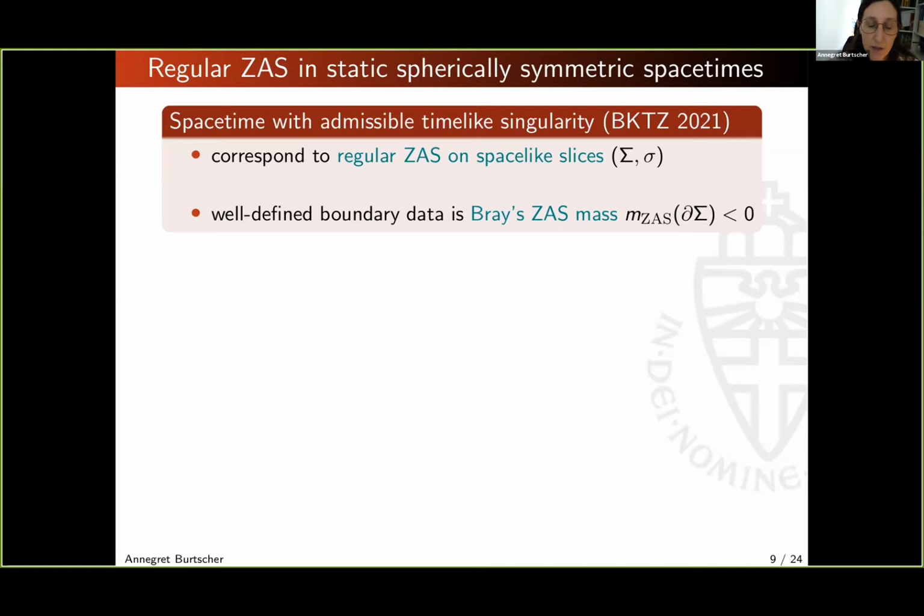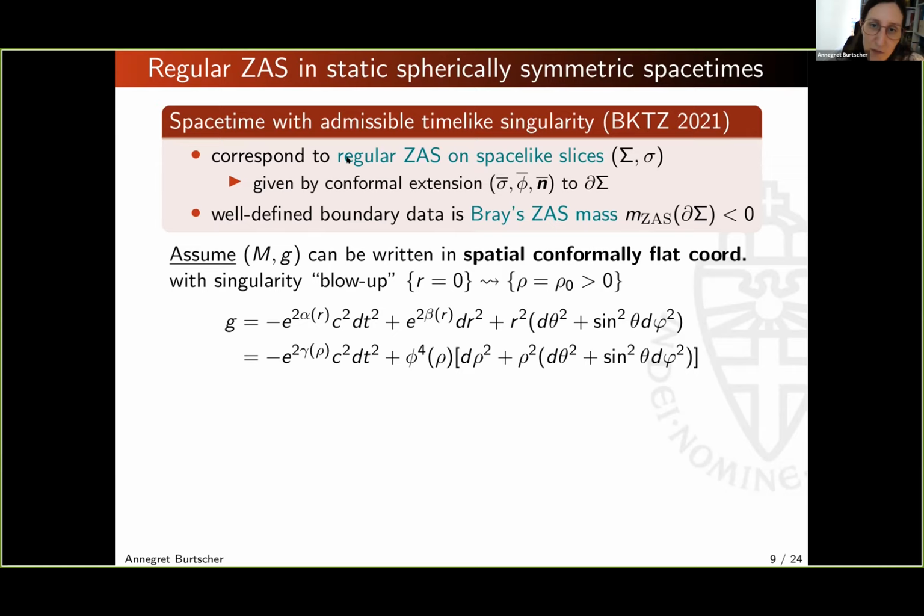Since I said earlier we are only studying the static spherically symmetric case, this is going to be a little bit easier. What is such a zero area singularity? It's essentially a conformal extension in a suitable way with a conformal factor here of this phi bar, and the extension is the sigma bar in the Riemannian setting. We are going to view this also in a spacetime setting. In order to make sure that we have such a regular singularity, we assume that our spacetime metric can be written in these spatially conformally flat coordinates. The idea is that we blow up this singularity at the center, or the central line, into a cylinder, but the area will still be zero because R is the area radius. So we assume we can write the metric in this form.